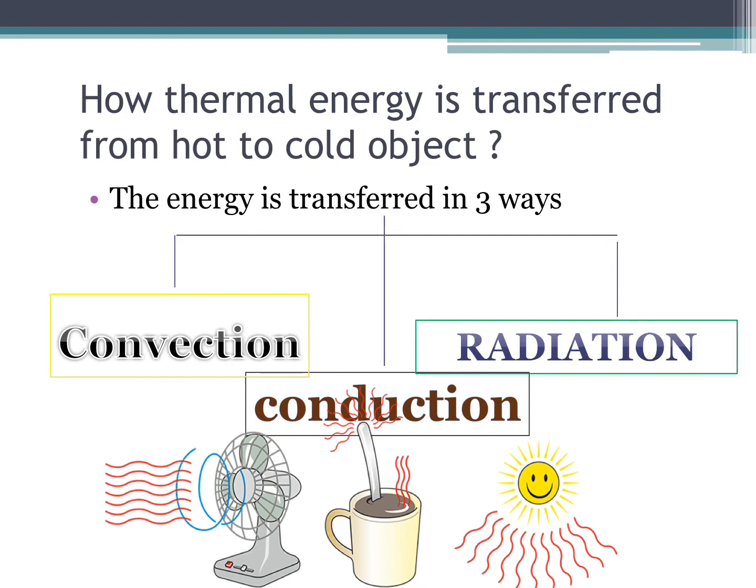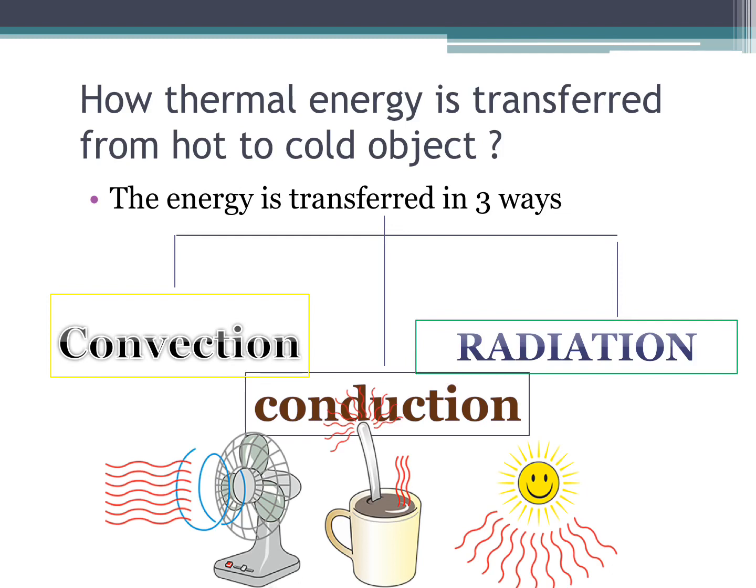Let's talk about how thermal energy is transferred. Thermal energy is transferred in 3 ways: convection, conduction, and radiation. Thermal conduction is the transfer of energy as heat through a material, or you can say it is the transfer of thermal energy from one substance to another through direct contact. This is very important because for conduction to happen, you need direct contact.